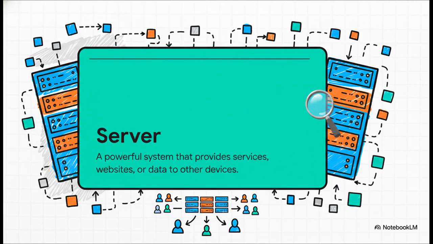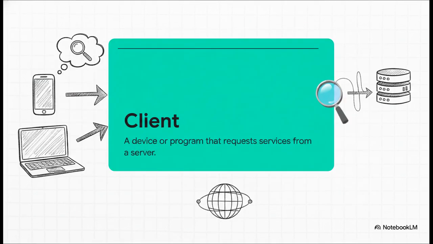All right, so once we're safely past that firewall and inside the network, we start interacting with servers. A server is a powerful system that provides services, websites, or data to other devices. And no apron is required here. These aren't the servers taking your order at a local restaurant. These are highly reliable machines. They store websites, handle emails, and serve data to many users at the exact same time. That is literally why they're called servers. They serve.